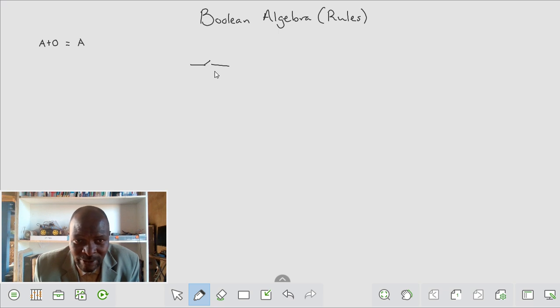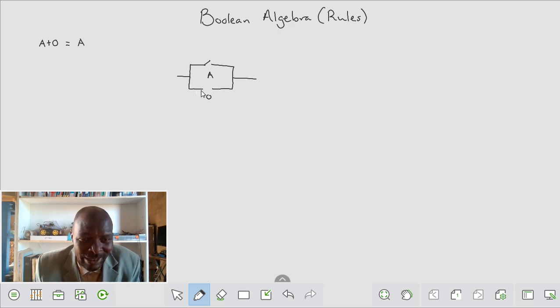So in our switch equivalent circuits, let's suppose our A was this switch, and then we say OR. An OR circuit is a parallel circuit. So A OR 0: 0 means a broken line. So if our logic depends on A or a break, obviously this break is forever useless.